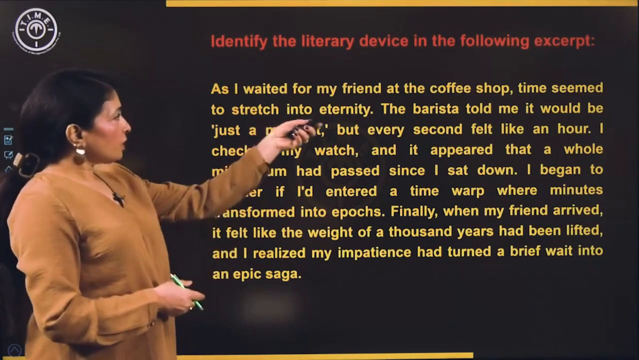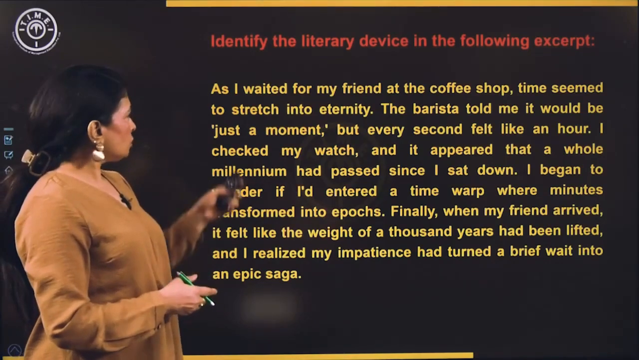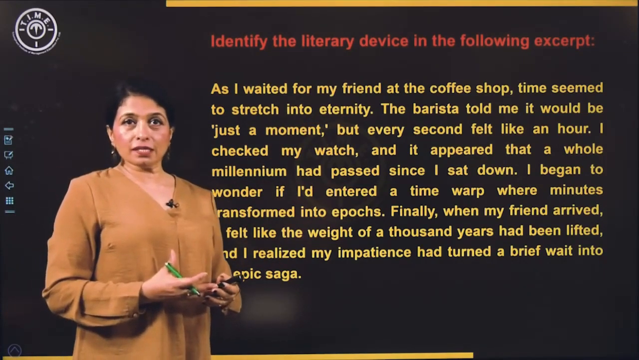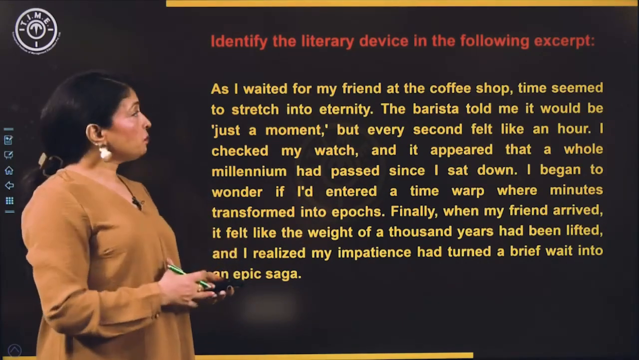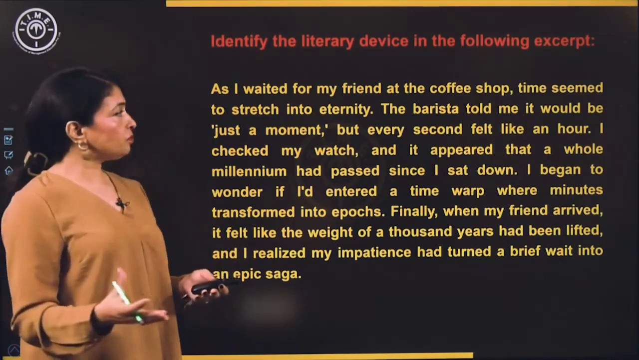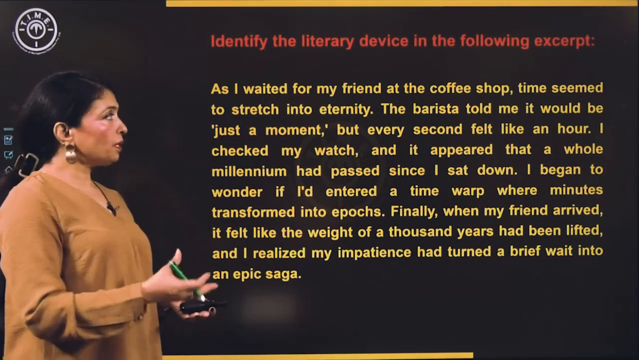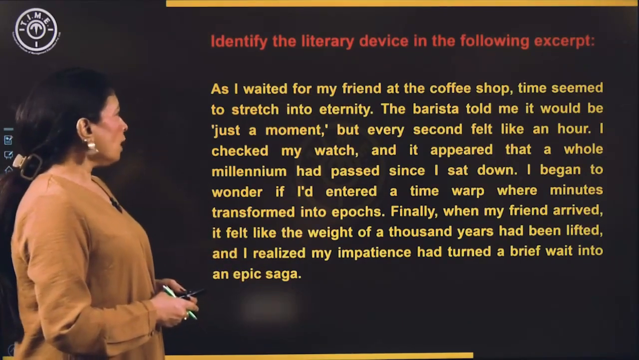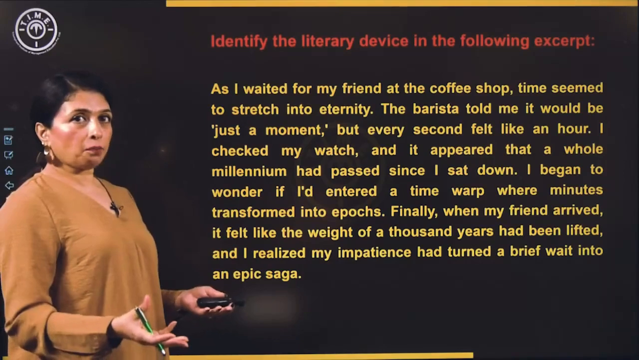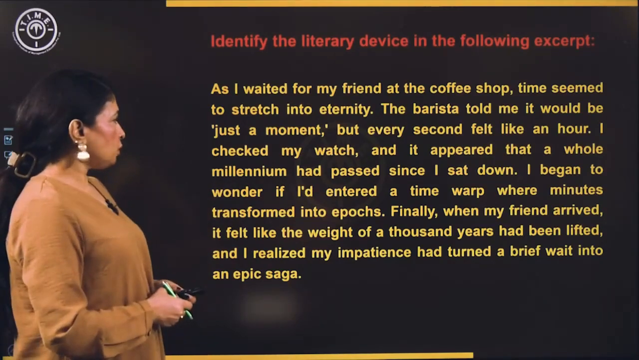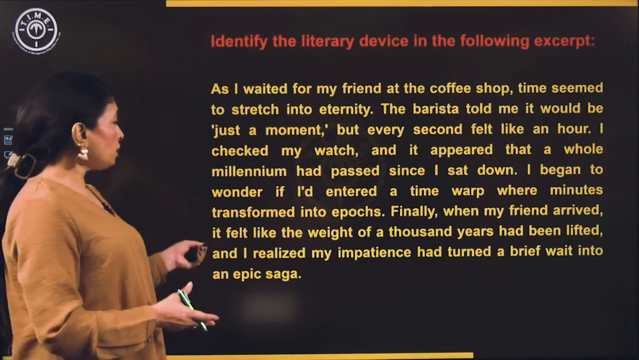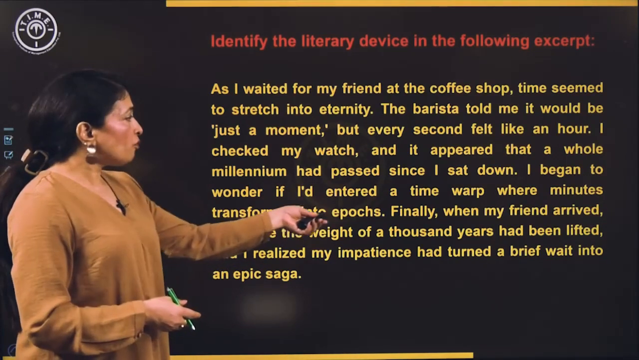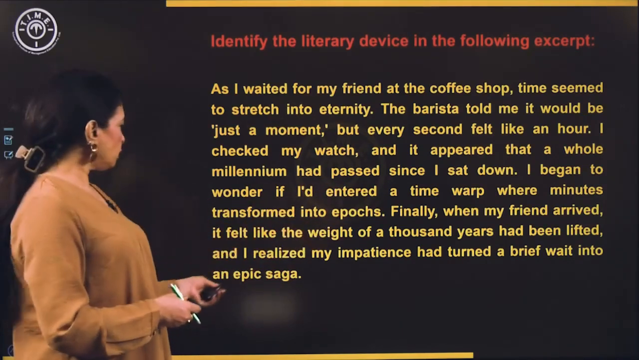So, I hope you are able to identify the most important figure of speech. What is it? As you can see in the sentences, the first one, time seemed to stretch into eternity. So, I hope you are able to recognize here that the figure of speech is a hyperbole. Time stretched into eternity. Eternity is such a long period of time. Then the barista told me it would be just a moment, but every second felt like an hour. So again, there's so much exaggeration that the author has used here. I checked my watch and it appeared that a whole millennium had passed. Another sentence where hyperbole is being used. I began to wonder if I had entered a time warp where minutes transformed into epochs. Epochs are so many hundreds of years, and then the weight of 1,000 years had been lifted and a brief wait had turned into an epic saga.